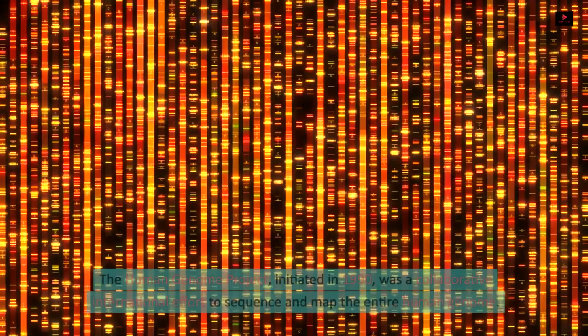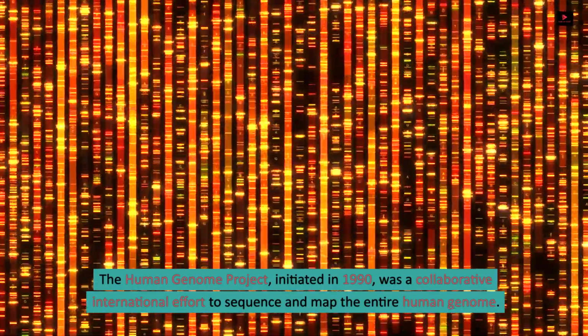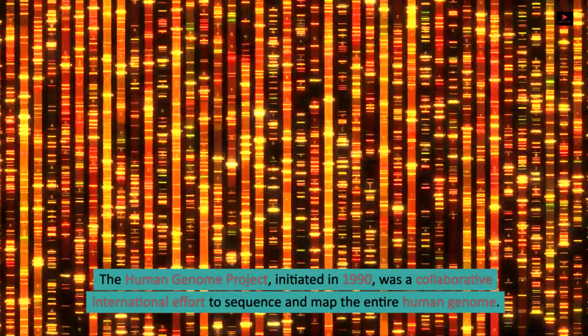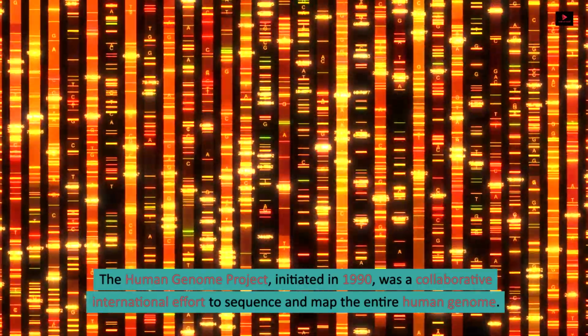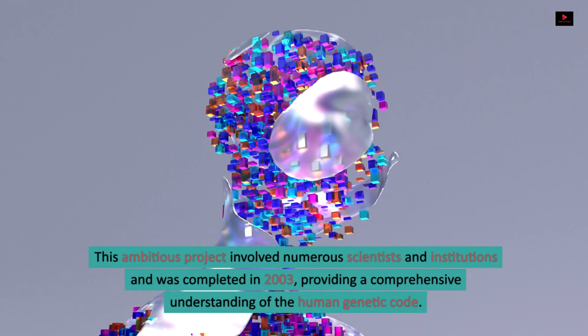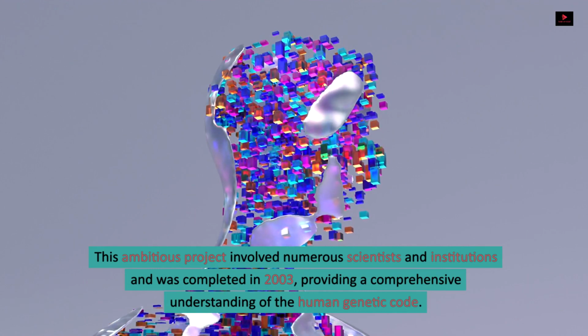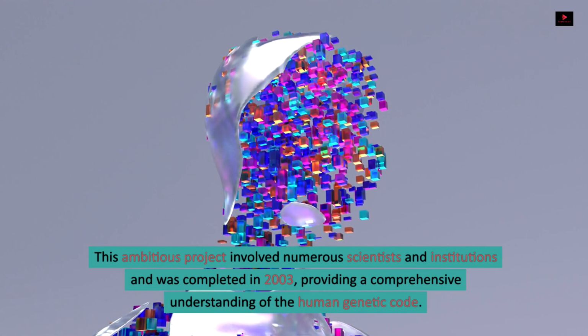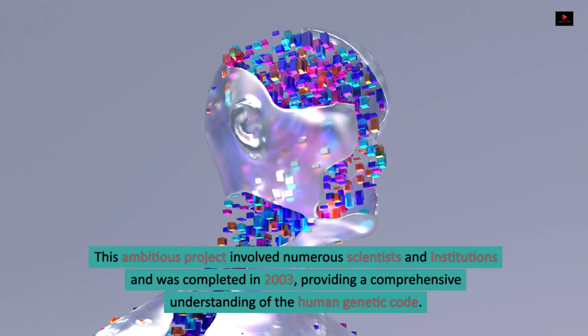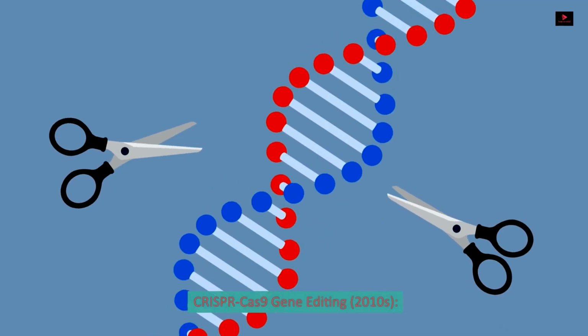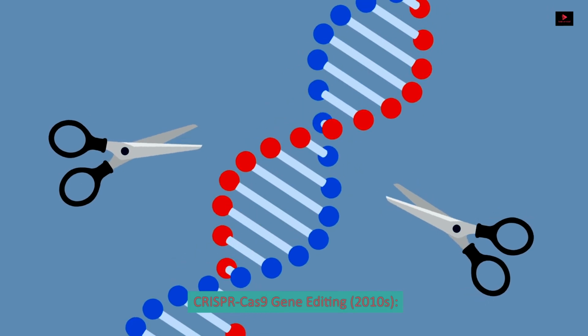Human Genome Project, 1990s-2003. The Human Genome Project, initiated in 1990, was a collaborative international effort to sequence and map the entire human genome. This ambitious project involved numerous scientists and institutions and was completed in 2003, providing a comprehensive understanding of the human genetic code.